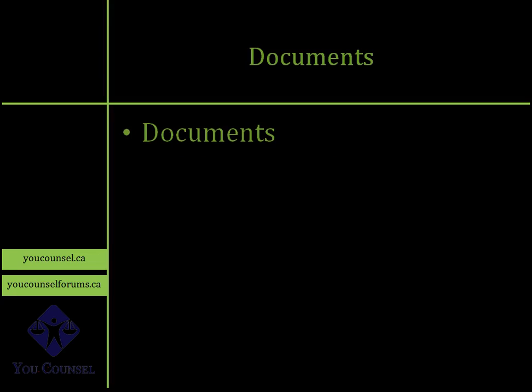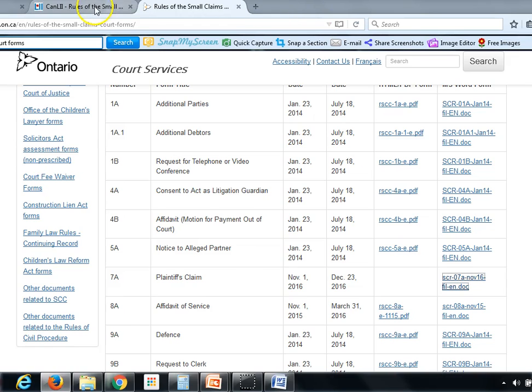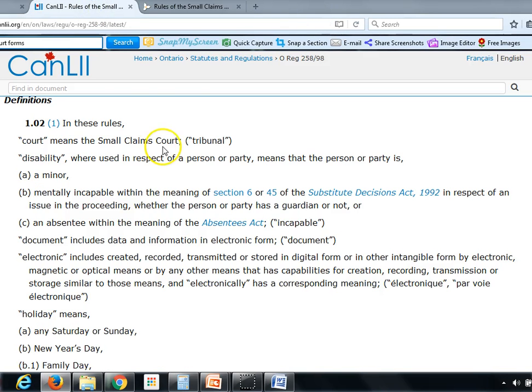Okay. We talked about documents, additional documents, and so you must understand that the document has a very broad, very expansive definition in the rules. We have talked about it in Rules of Civil Procedure, and I want to show you a similar definition here in the Rules of Small Claims Court. I Googled it and I opened the Rules of Small Claims Court. If you scroll down to section 1.02 sub 1, you will find a definition of document.